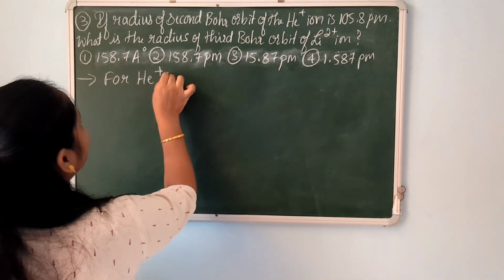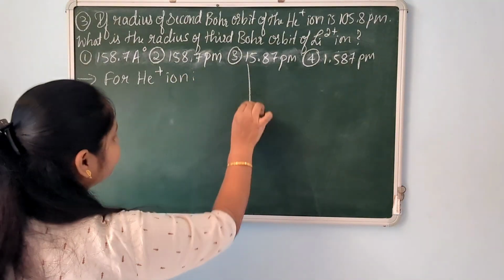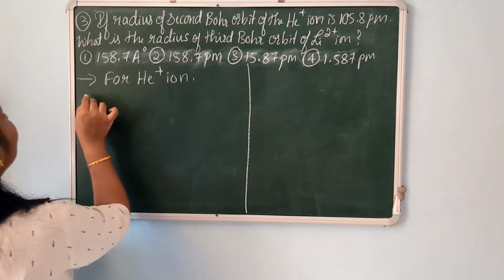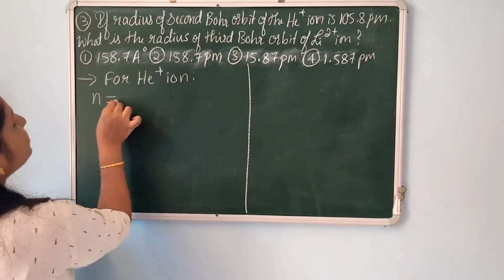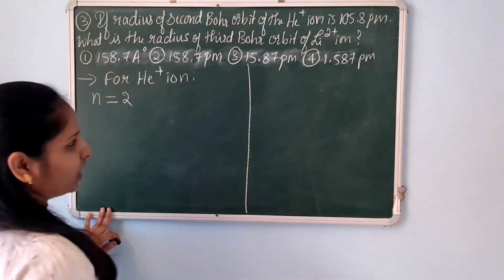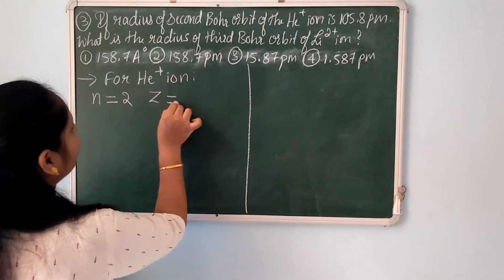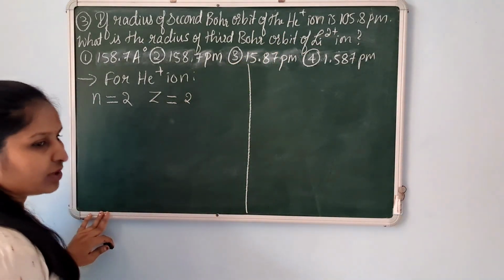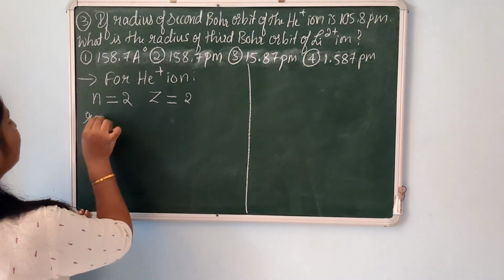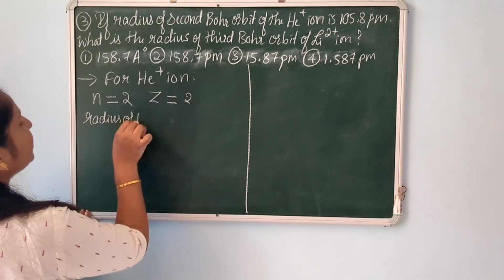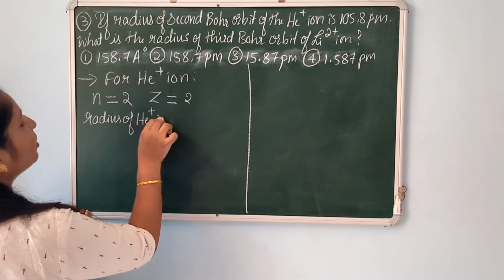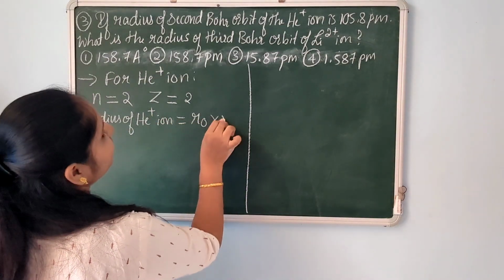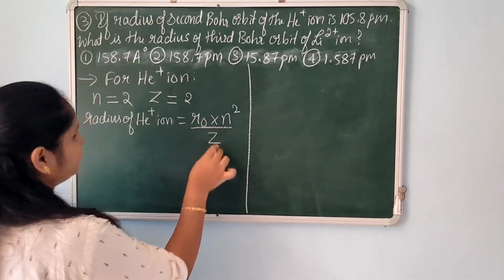So for helium plus ion, what is given here? They have given the second Bohr orbit. The orbit number is denoted by the letter N, so here N is equal to 2. And from the formula, Z is the atomic number. The atomic number of helium is 2 here. Then the formula to calculate the radius of helium plus ion is R0 into N square by Z.